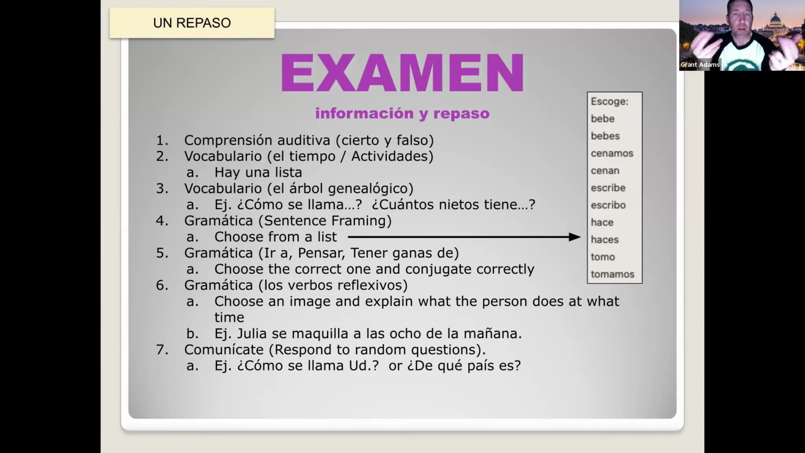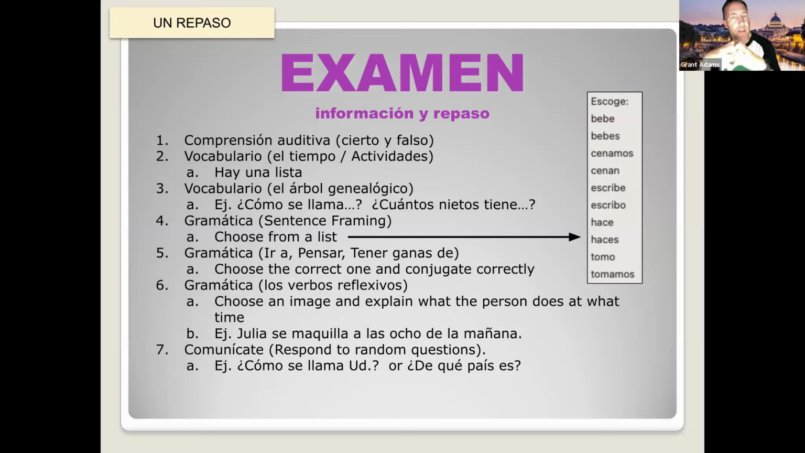Número tres, vocabulary, el árbol genealógico. That's that family tree. There's questions that look like this: ¿Cómo se llama blank? And it's patterned like, what's the name of David's son? The idea is for you to recognize hijo. And you can see David and go, oh, his hijo is Brian, or whatever it is. And you type in the answer, Brian. Or they might say, ¿cuántos nietos tiene? How many grandchildren does Julia have? And if you recognize what nietos are, you can put the right number, cuatro, whatever that answer may be. But that's how the questions are formatted.